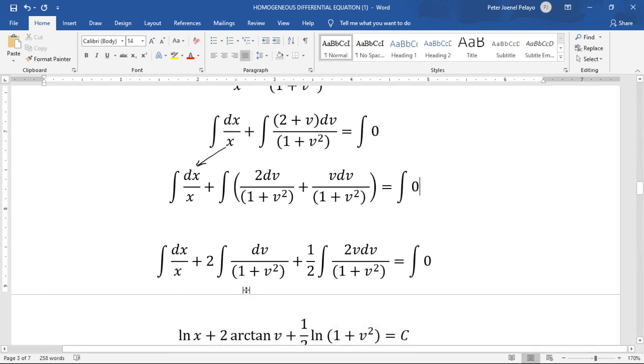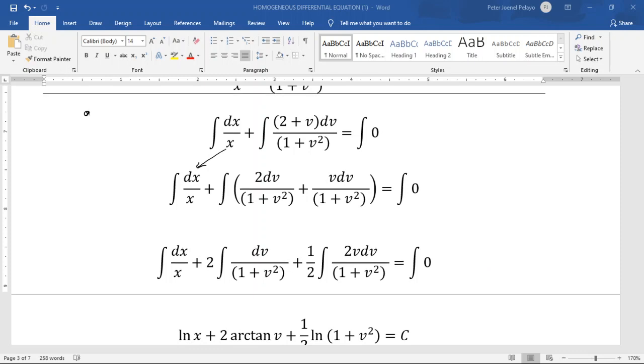So, bakit hindi nagsusulat? Wait lang, hindi nagsusulat ang ating device. Device connection was lost. Okay, so sorry for that.